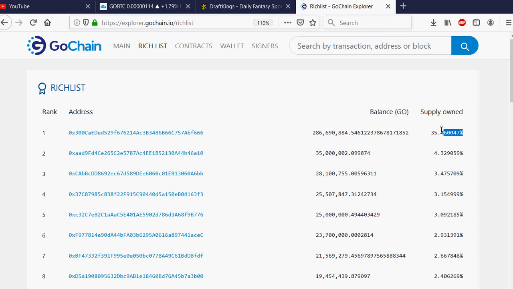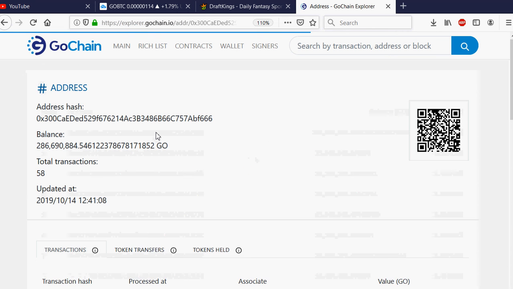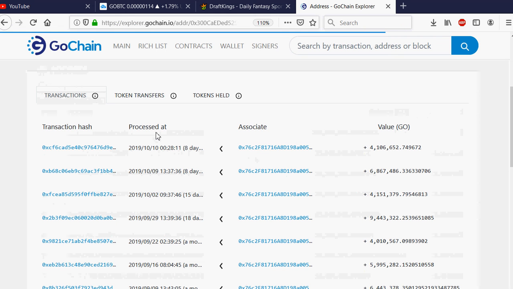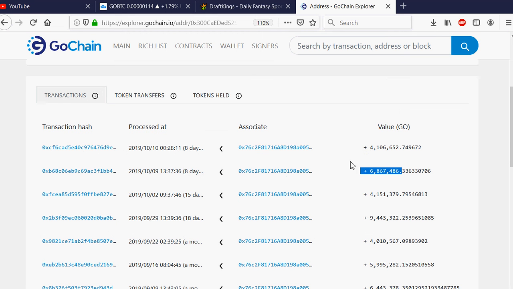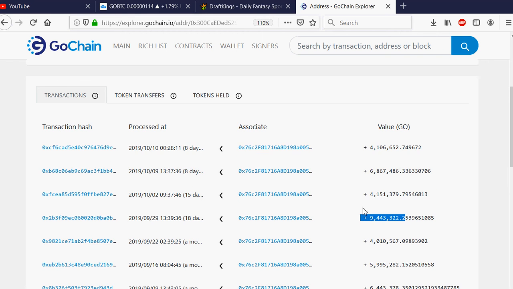But given that their main ownership keeps on going higher, to me, this is a sign that they're basically going to work towards pumping this up. 8 days ago, they put in 10 million more. 15 days ago, they put in four. That's all they keep doing.